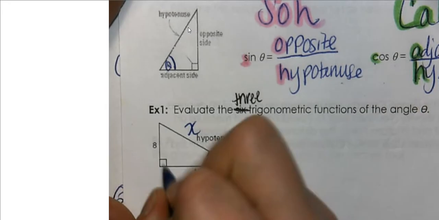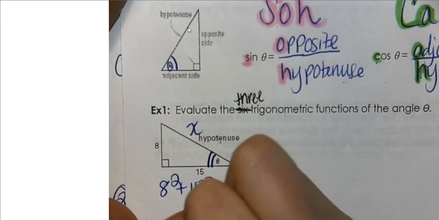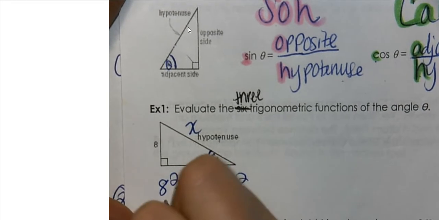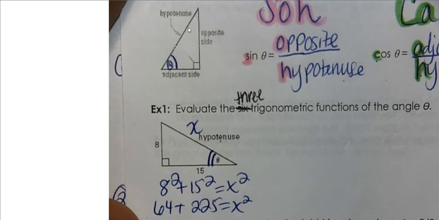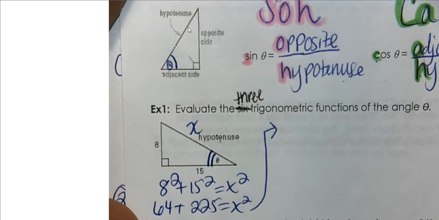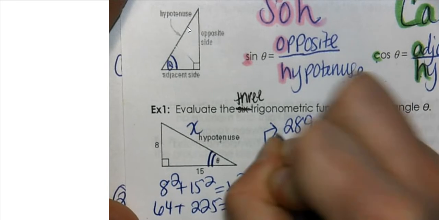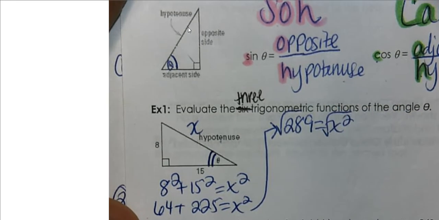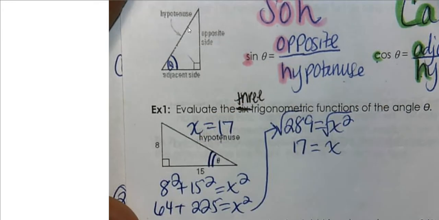So I'm going to use Pythagorean theorem to say 8 squared plus 15 squared is equal to x squared. This is 64 plus 225 is equal to x squared. 64 plus 225 is 289, which is equal to x squared. And when we take the square root of both sides, we end up with 17 is equal to x. This is known as a Pythagorean triple.